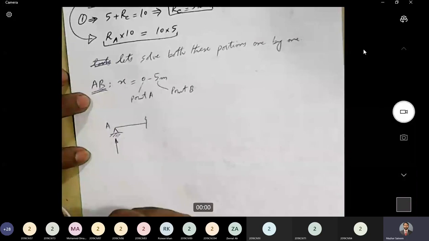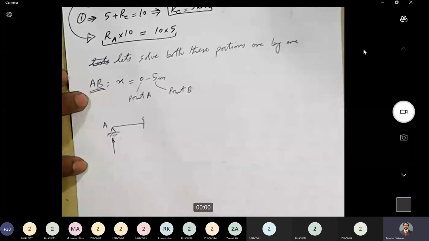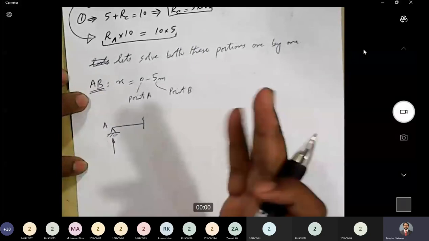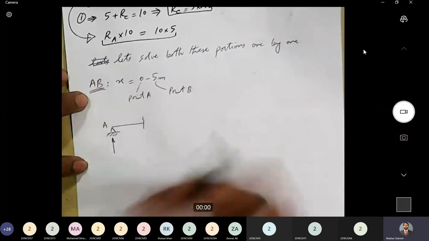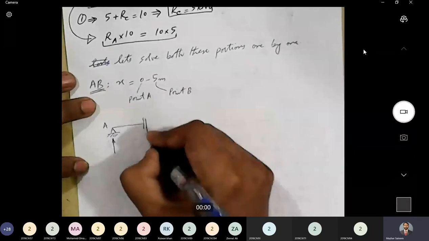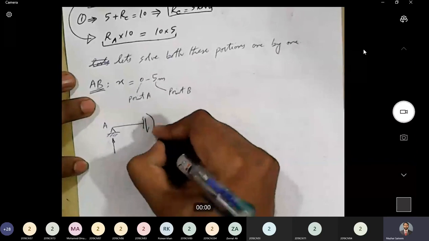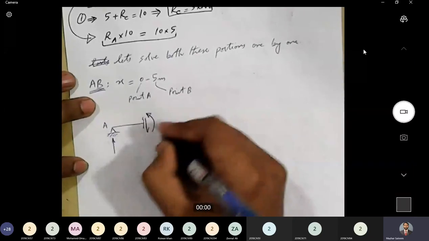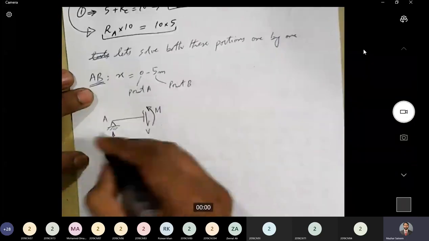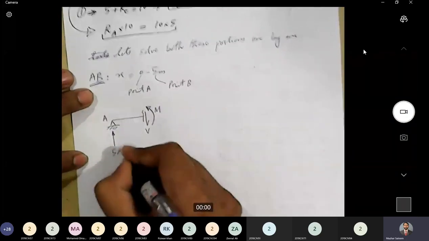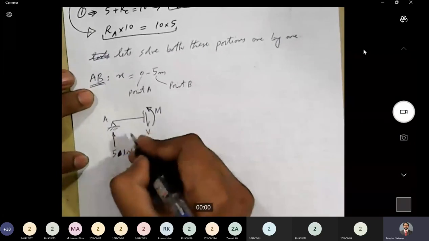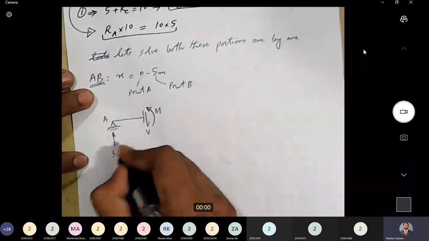And as I said earlier, whenever we cut a section, we have internal forces at that section, the shear force and bending moment. You remember I marked a notation at the beginning of the lecture, the positive notation. We will be considering the same positive notation here. We will consider V in the downward direction, and we will consider M in the counterclockwise direction. This is M and this is V, and this is 5 kilonewton. Oh, sorry, 5 kilonewton, and the location of the section is x.